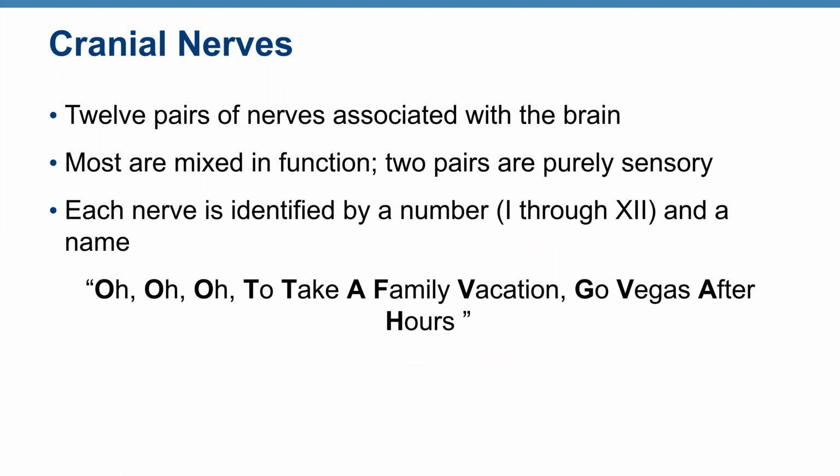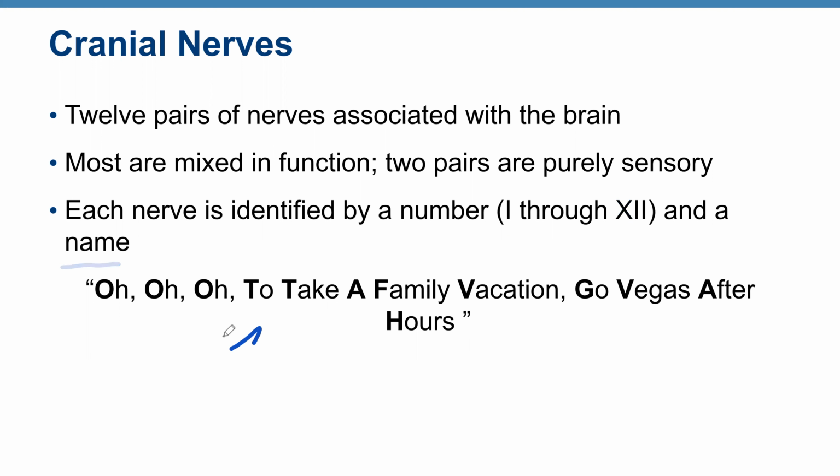Now let's talk about cranial nerves first. How many do we have? 12 pairs. 12 pairs of nerves associated with the brain. Most are mixed. That means inside those nerves, you will find fibers of sensory neurons and motor neurons. And because they are mixed in structure, they are mixed in function. 2 pairs are pure sensory. Each nerve is identified by a number, Roman numerals 1 through 12, and a name.